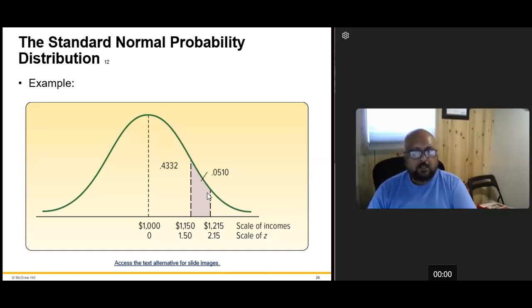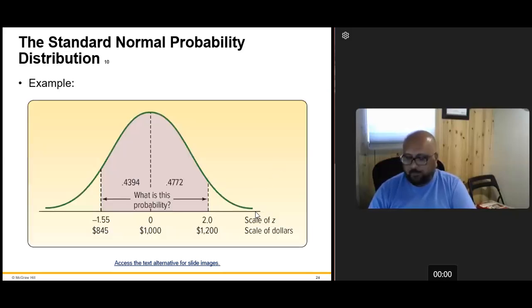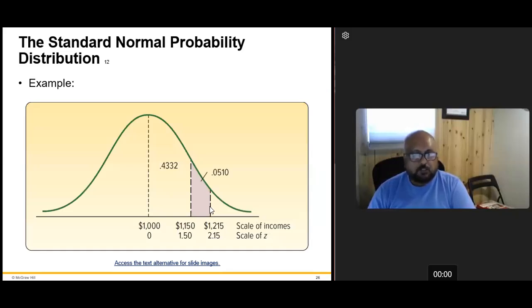And if we plot it, we get this kind of shape, right? We get this shape because it is between 1.5 and 2.15. So what we have to do is get these values. 2.15 is with respect to the mean, right? 2.15 gives us 0.4842, right? That is everything from this dotted line all the way to the mean, total, right here.